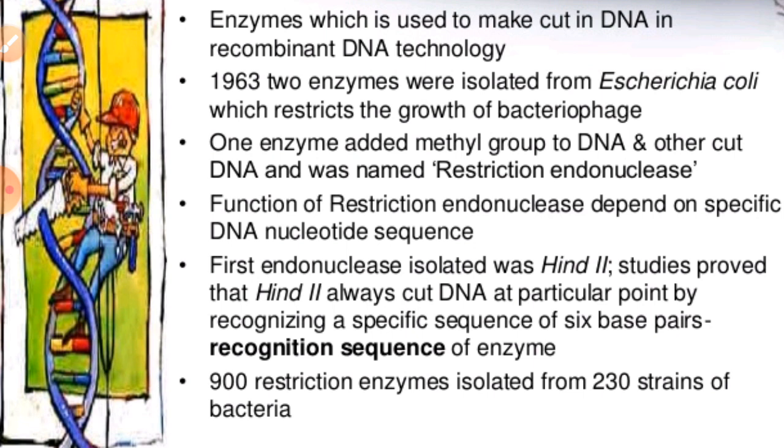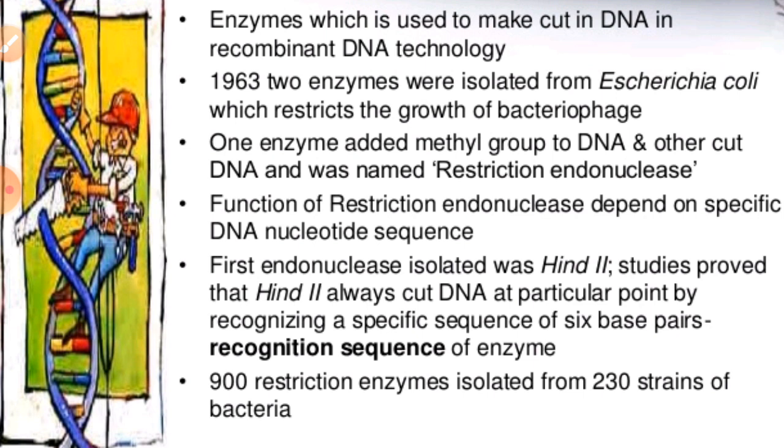Especially, two enzymes from Escherichia coli that were responsible for restricting the growth of the bacteriophage were isolated in 1963, right? One of them added a methyl group to the DNA and the other cut the DNA into segments, later called the restriction endonuclease. Means, starting in 1963, the first two enzymes were utilized in Escherichia coli during the growth of the bacteriophages, right? So in that condition they can be classified in such categories.